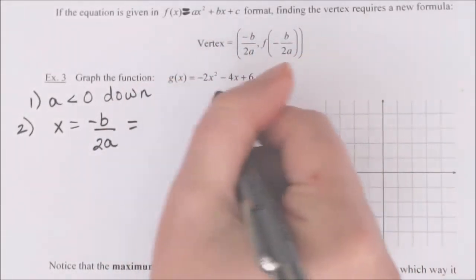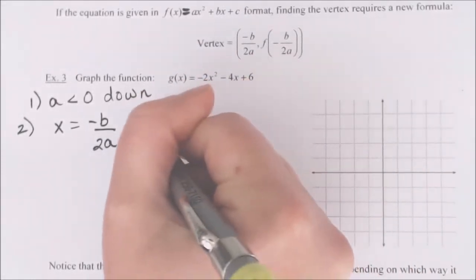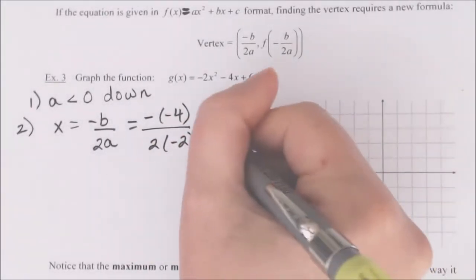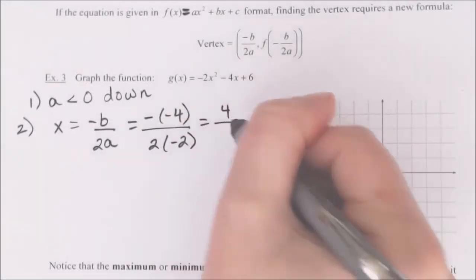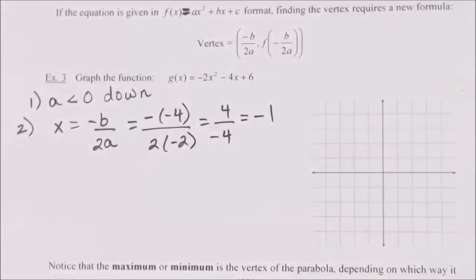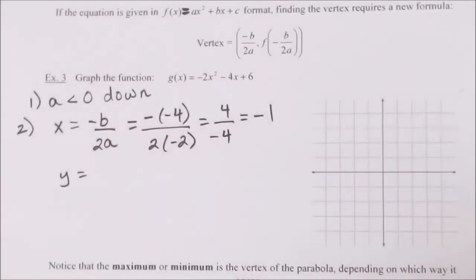So I'm going to do -b, b is -4, divided by 2 times a, which was -2. So that gives me a +4 divided by a -4, which gives me -1. So that's the x coordinate for the vertex. I need to also get the y coordinate. So to get that, I'm going to substitute -1 back into the original equation.